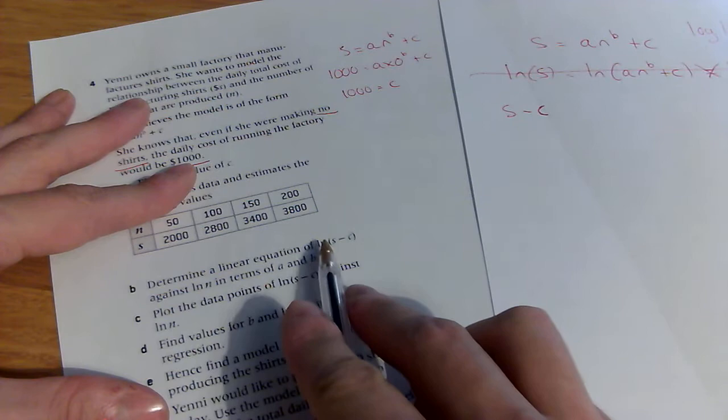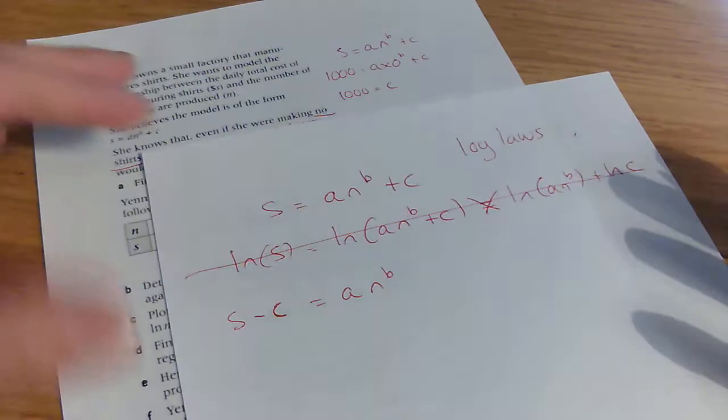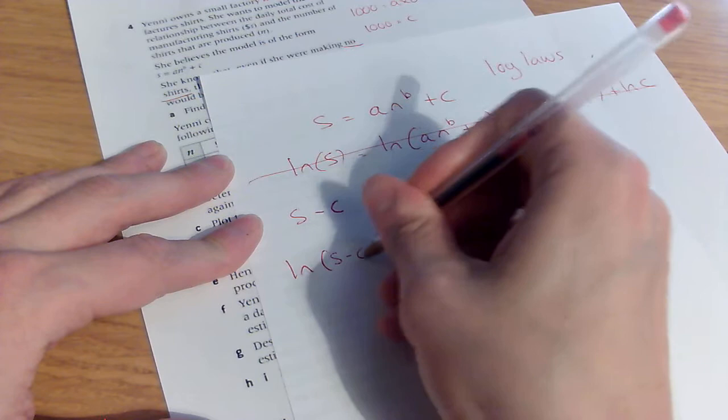It wanted the graph, or the equation and then graph later, of natural log of s minus c. Well, that's for this reason. We have to take the c off here. Now we're left with something that we can usefully take the logs of and then simplify. So take the log of both sides again. That just means put both inside a log, like that.